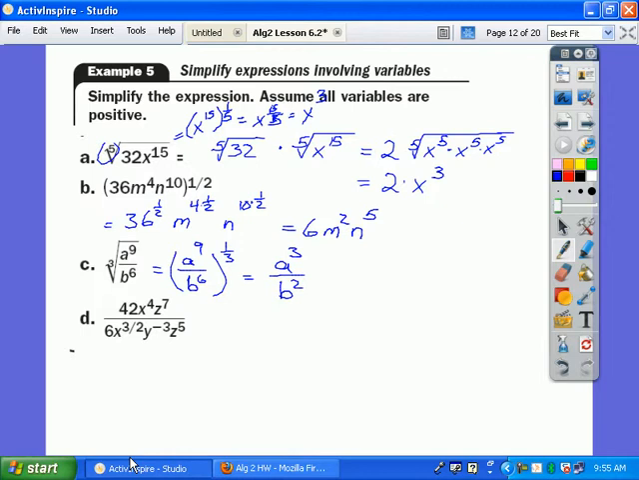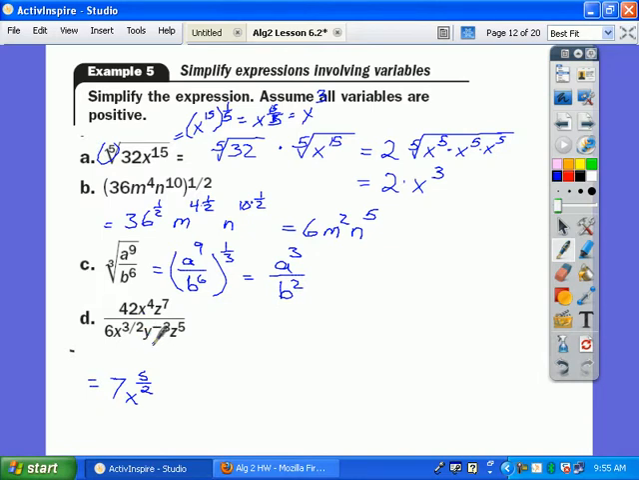And on the last problem, I see a 42 divided by 6, so that's 7. I have x to the 4th divided by x to the 3/2. Okay, so the rule is subtraction, right? So 4 minus 3/2, 4 minus 1.5 is 2.5, right? So as a fraction, that would be x to the 5/2. Okay.